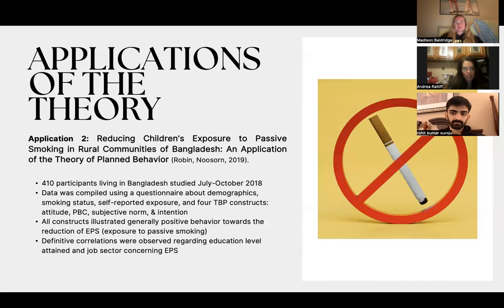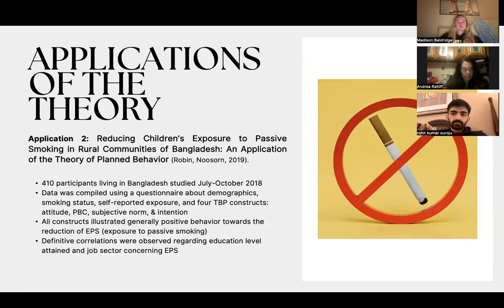The resulting data concluded that gender, education level, employment, and household income showed a significant difference with reducing exposure to passive smoke. Specifically, low-income households experienced the highest levels of exposure to passive smoke, as did the agricultural and employment sector. Additionally, there was high positivity for intentions to reduce exposure for all constructs.